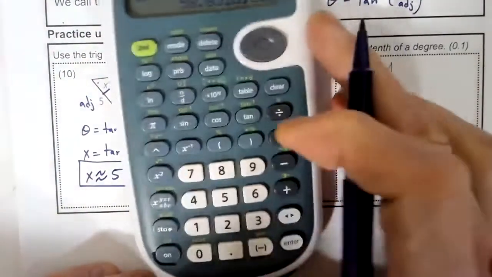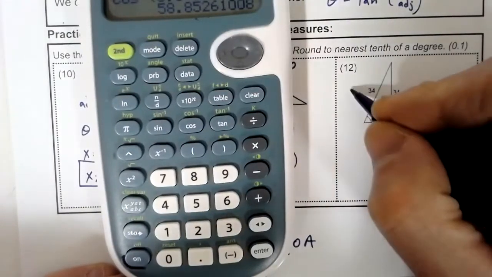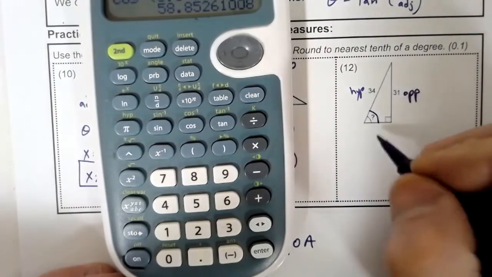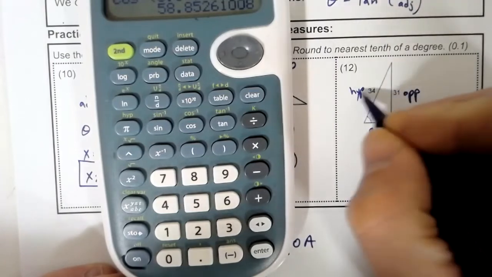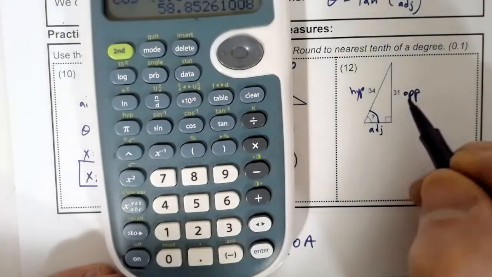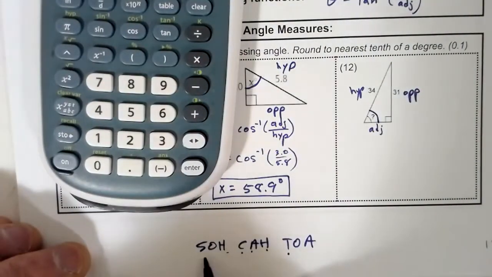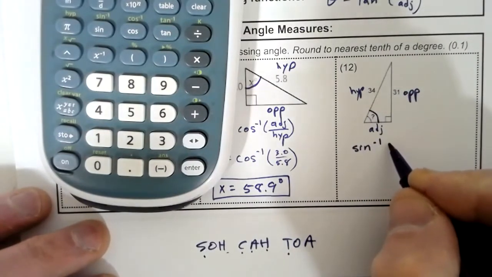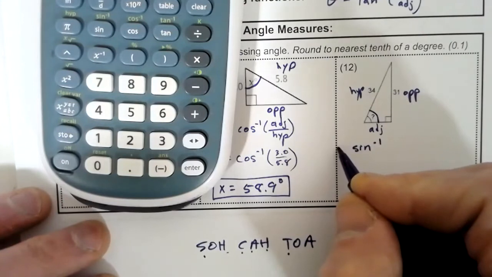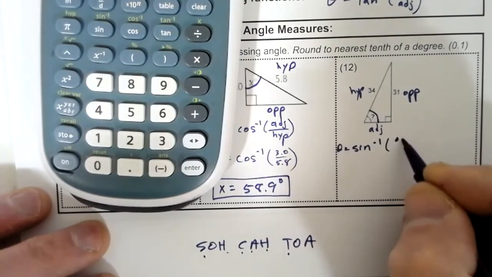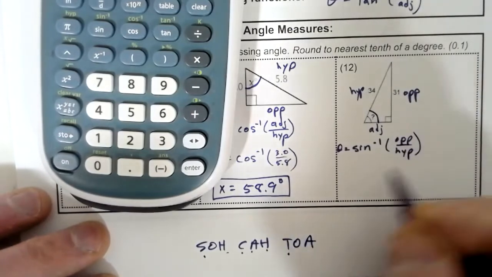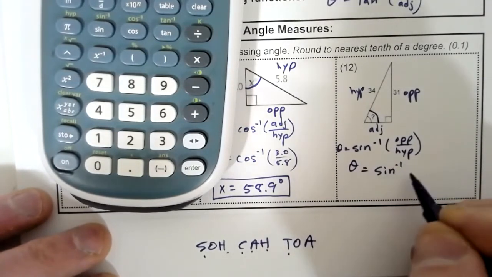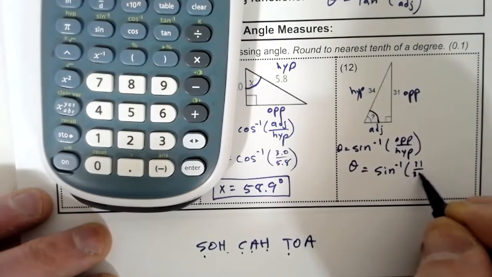Now, let's look at this one. This is my angle of reference. This is my hypotenuse. This is opposite. Okay, so I'm going to stop there. I don't need to label my adjacent side. I could, but I don't have to because 31 and 34 are my values. And then I look down here, opposite and hypotenuse points me towards sine. Theta is equal to the inverse sine of opposite over hypotenuse. So in this case, I'm just going to keep it as theta is equal to the inverse sine of 31 divided by 34.